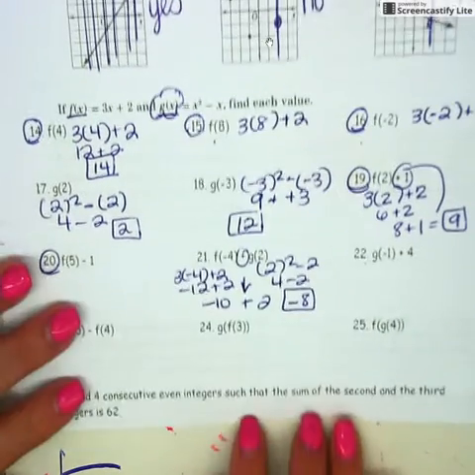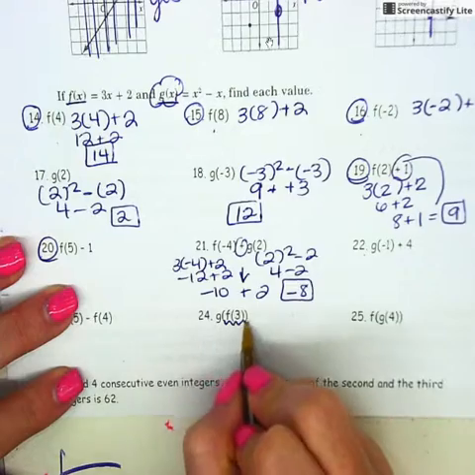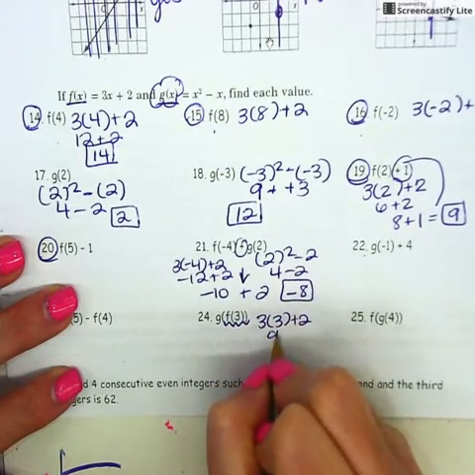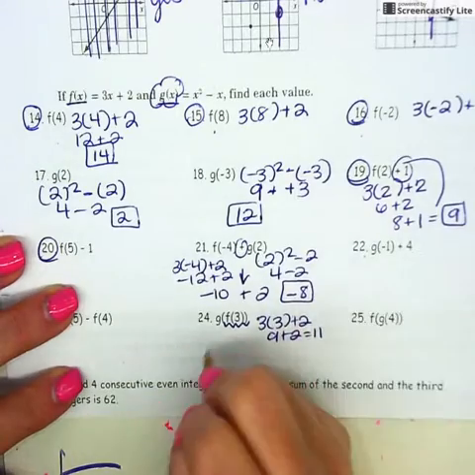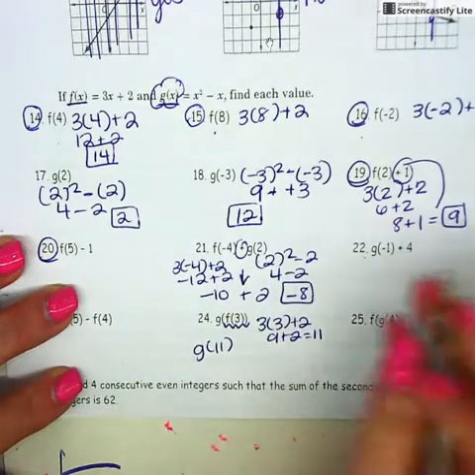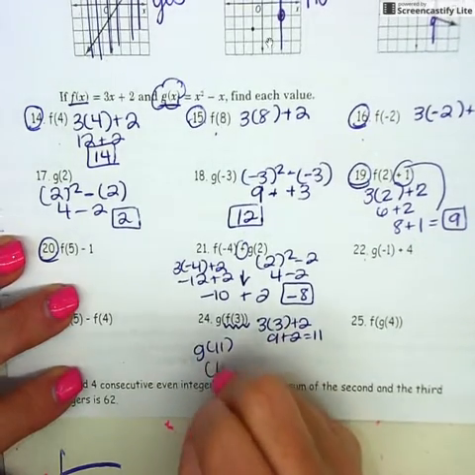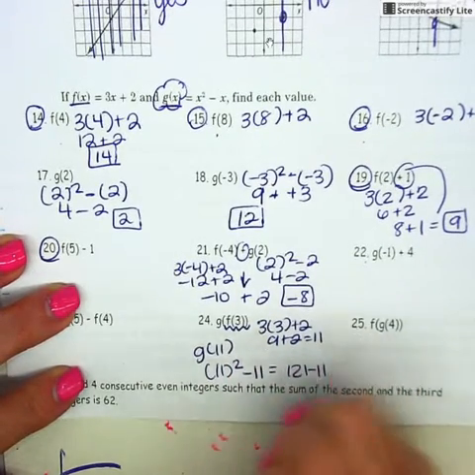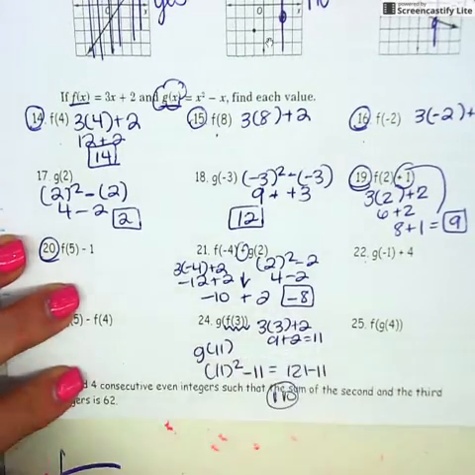24, you're going to start on the inside with f of 3. So 3 times 3 plus 2, which is 11. Then you're going to do g of 11. So 11 squared minus 11, or 121 minus 11, which is 110.